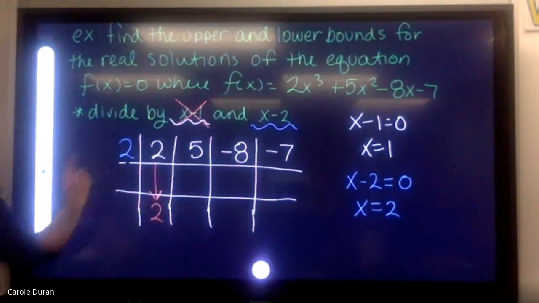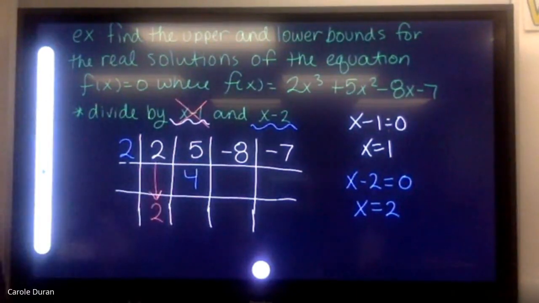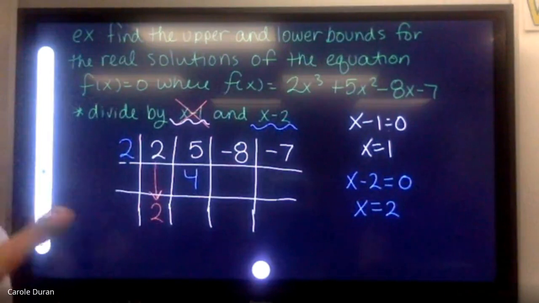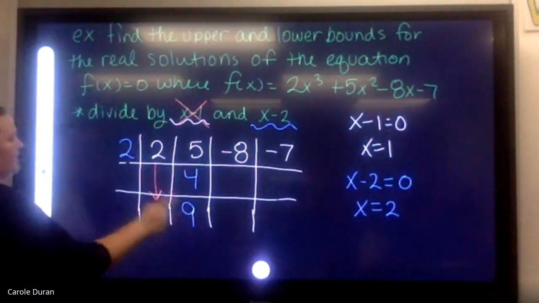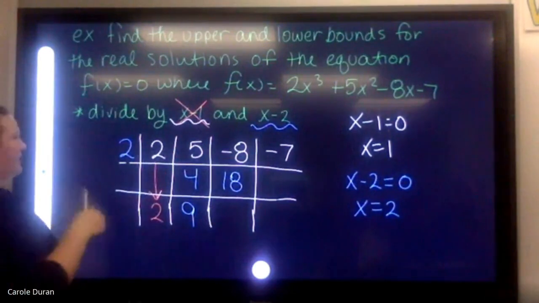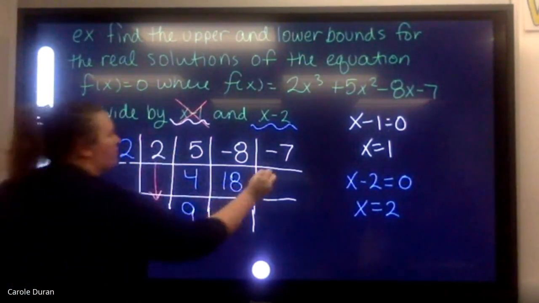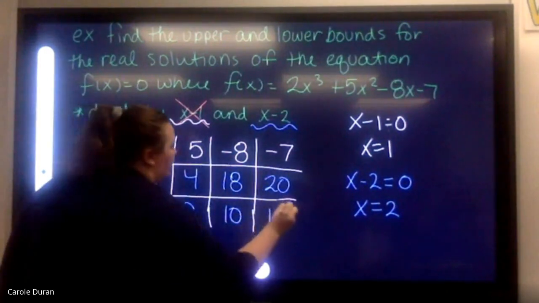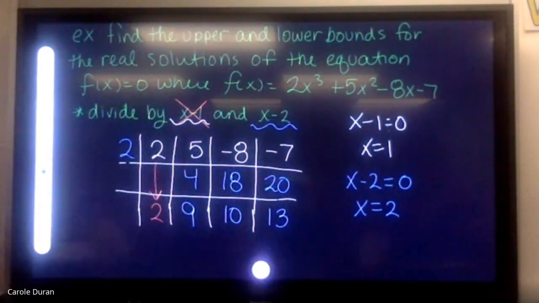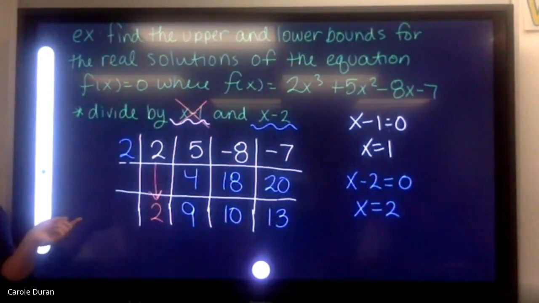So then I take 2 times 2 and I get 4, which goes under my next coefficient. Add straight down, 5 plus 4 is 9. Then 9 times 2 is 18. -8 plus 18 is 10. 10 times 2 is 20, which gives me a positive 13 when I take -7 plus 20. Positive 13.